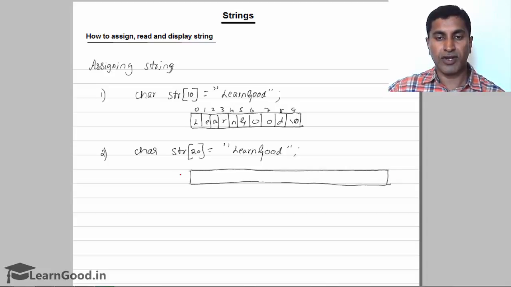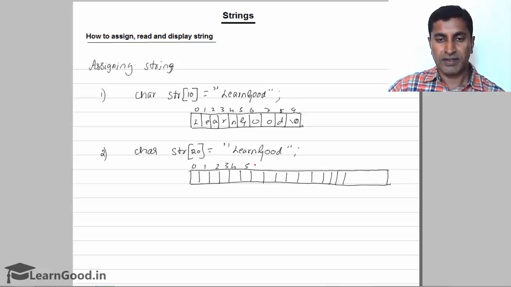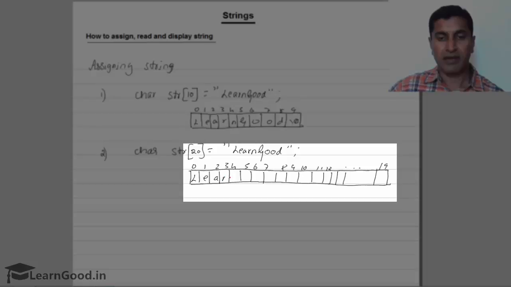It will create an array of 20 locations starting index number from 0. So you have 0, 1, 2, 3, 4, up to 19, because the array is of 20 elements. So char str of 20, 0 to 19. And when you have stored your "learn good", this is how the data will be stored: learn good, and at the end you'll have your \0 and the rest of the locations will be unused in this case. This is the second way of doing it.